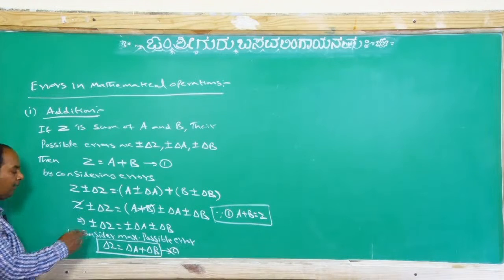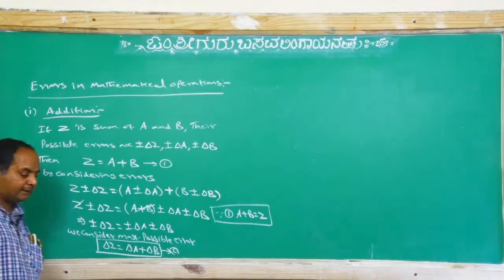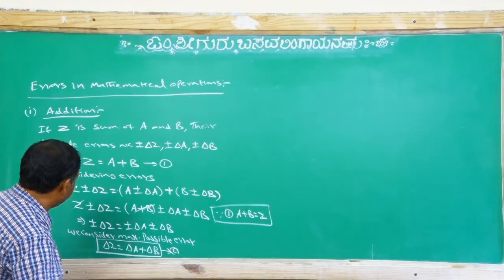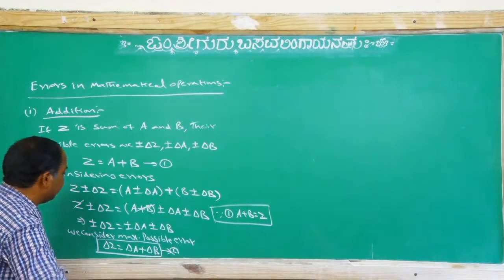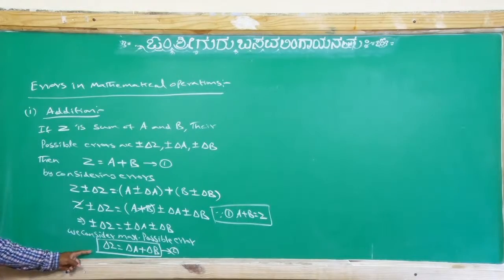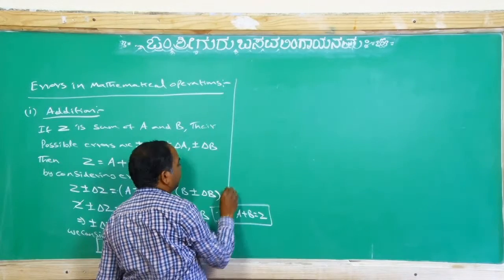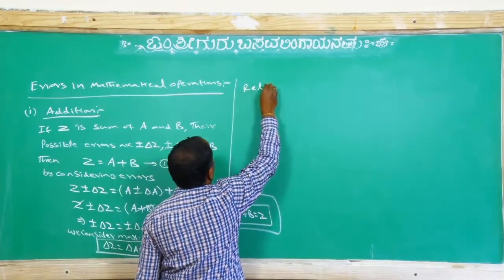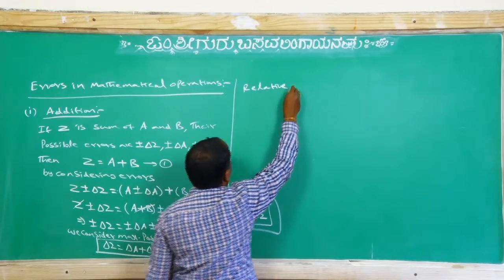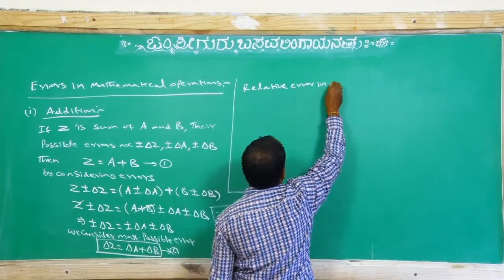So, remaining, what? Plus or minus delta Z is equal to plus or minus delta A plus or minus delta B. That is its corresponding error in addition. Now, you should tell what is the relative error in addition. Try to tell what is the relative error in addition.